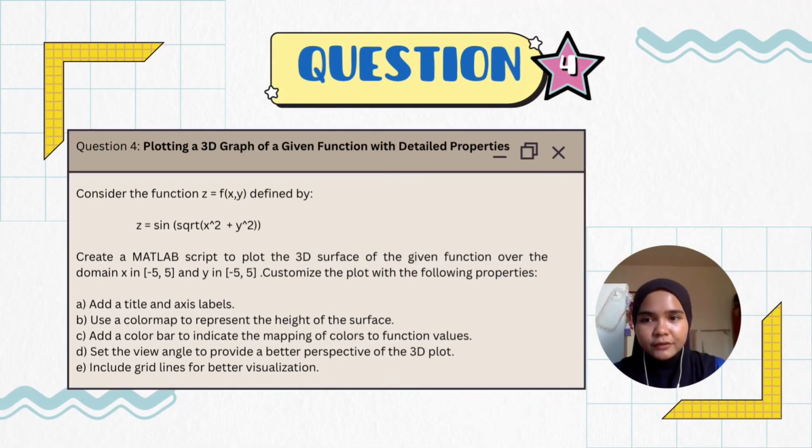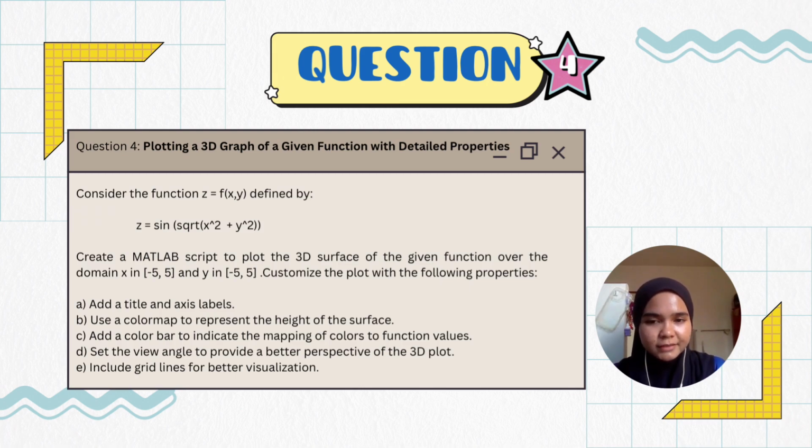Question 4 asks for plotting a 3D graph of a given function with detailed properties. So consider the function z equals f(x,y) defined by z equals sine of the square root of x squared plus y squared. Create a MATLAB script to plot the 3D surface of the given function over the domain x in -5 to 5 and y in -5 to 5.